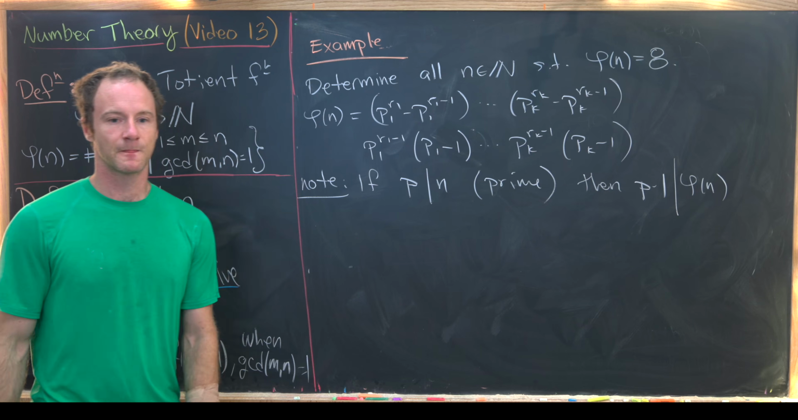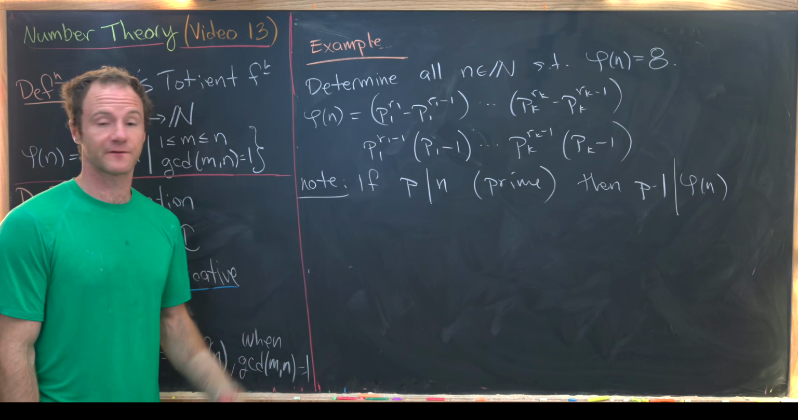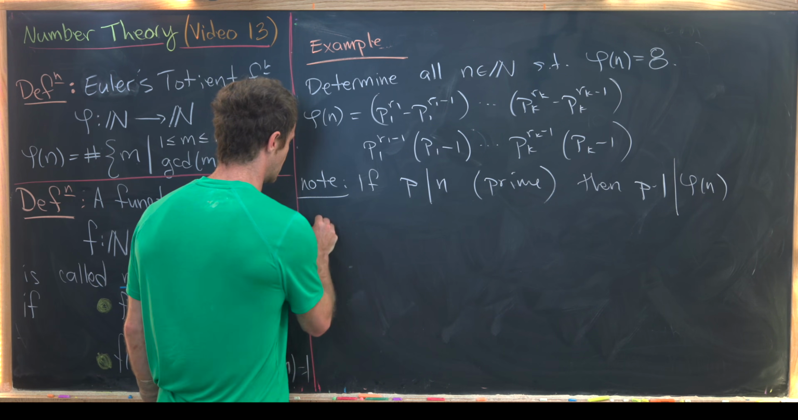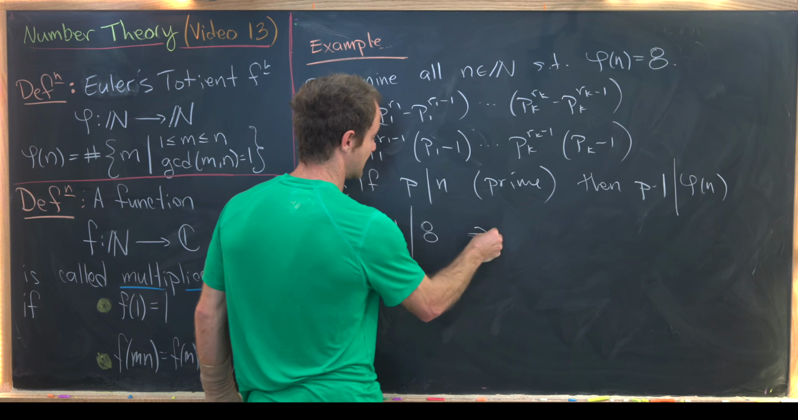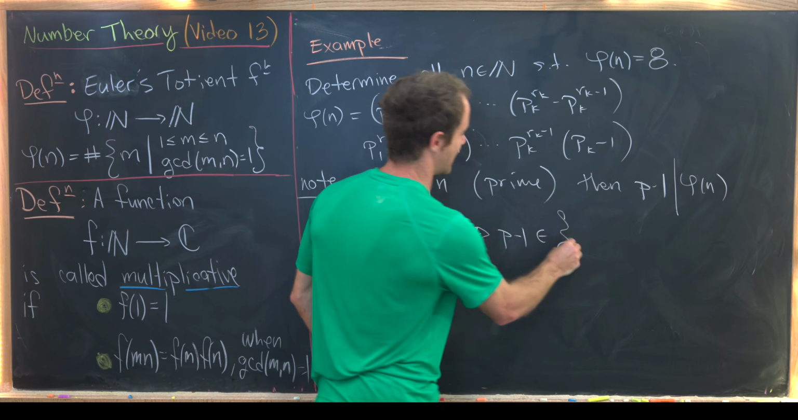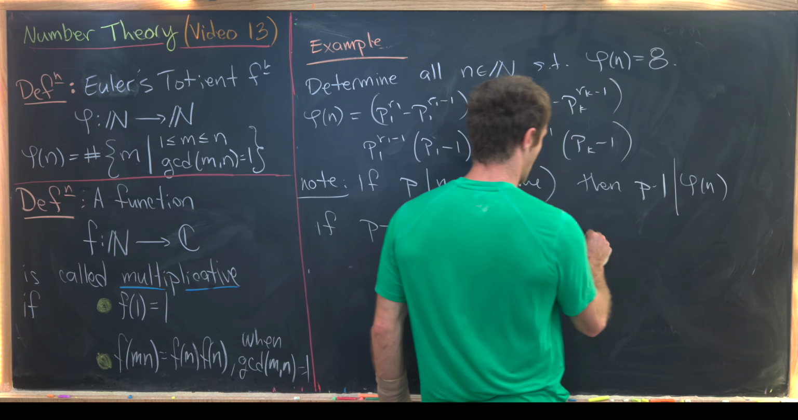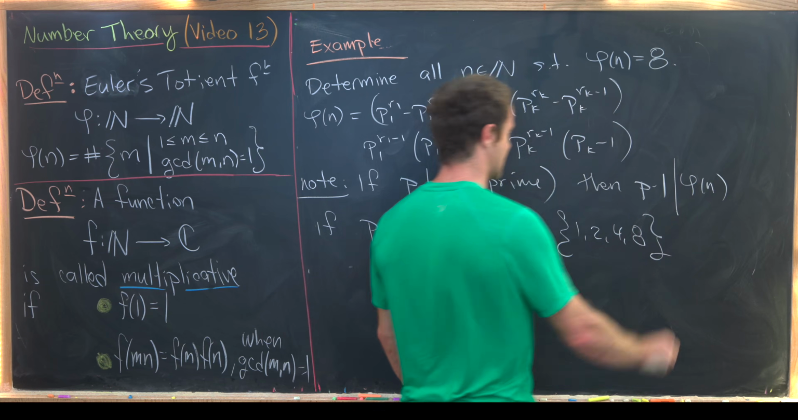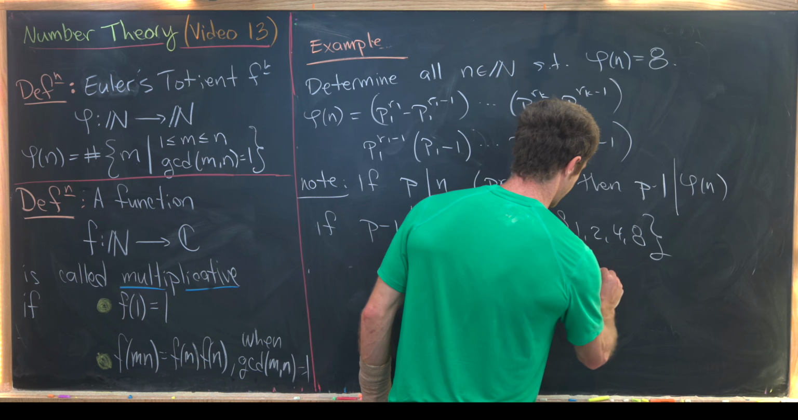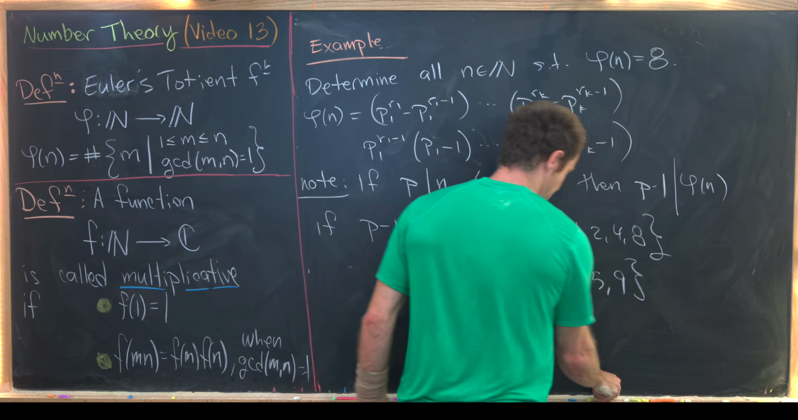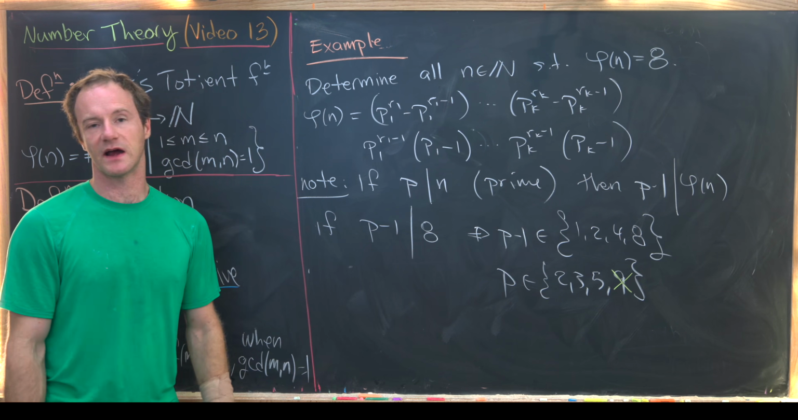Okay, but now we can look at some divisors of 8. Remember, our goal is for phi of n to be 8. So if p minus 1 divides phi of n, which is 8, then that means p minus 1 comes from a fairly small set. There are only so many divisors of 8. So it comes from the set 1, 2, 4, 8. Again, those are all the divisors of 8. But that tells us that p comes from the set 2, 3, 5, 9, but we can immediately get rid of 9 because it's not prime. Remember, p is a prime dividing n.